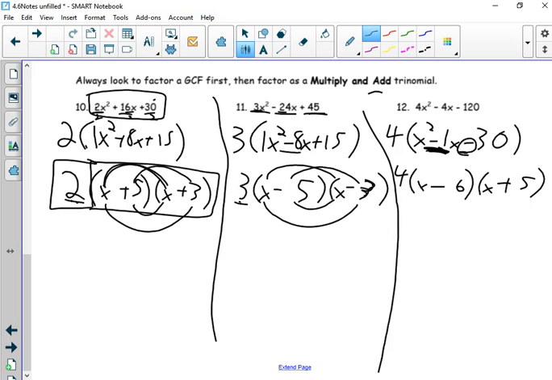And quickly, we're going to check. X times x is x squared, but times 4 gives me that. 5x minus 6x is negative 1x. Times 4 is negative 4x. Negative 6 times 5 is negative 30. Times 4 is negative 120.